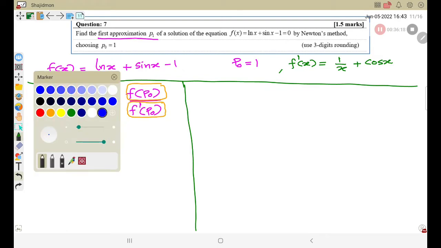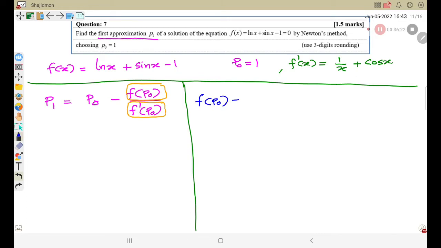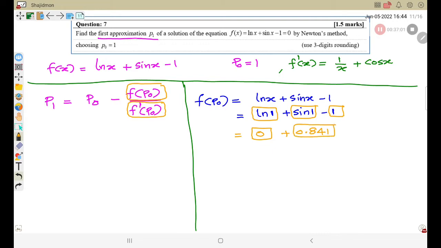So first we are going to calculate f of P0, the f value at P0. What is f of x? Ln x plus sin x minus 1. Now, replace x by the P0 number. F of P0, P0 number is 1. So ln 1 plus sin 1 minus 1. Now, separately calculate using 3 digits rounding. Check what is ln 1, check what is sin 1, then minus 1. So you will get ln 1 using 3 digits rounding 0, plus sin 1 0.841, minus 1. Totally you will get minus 0.159.